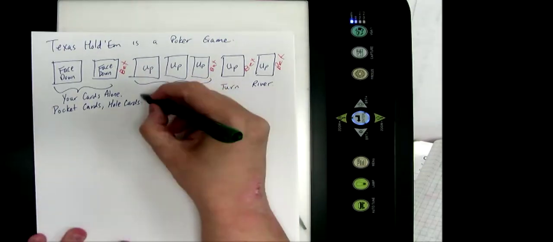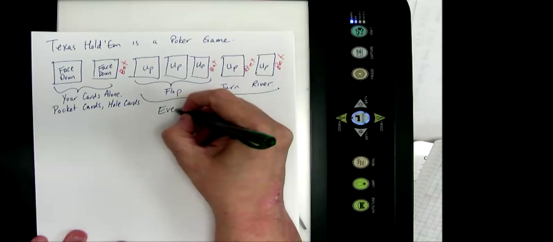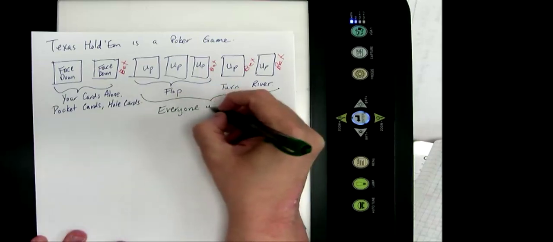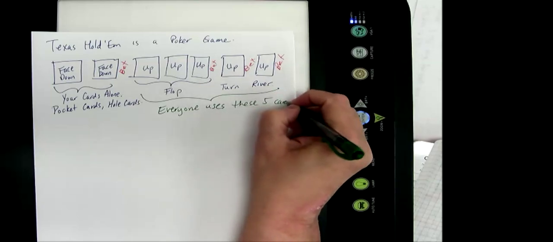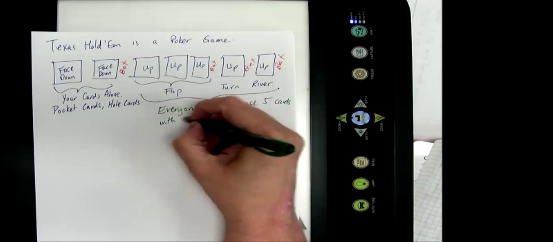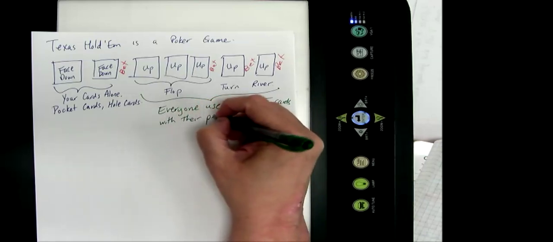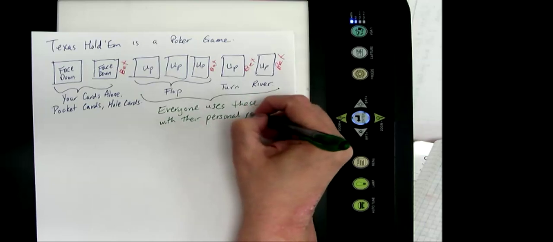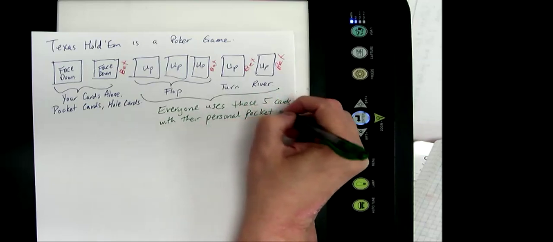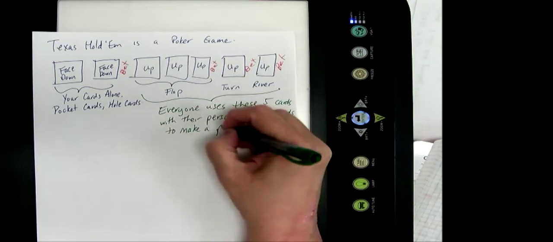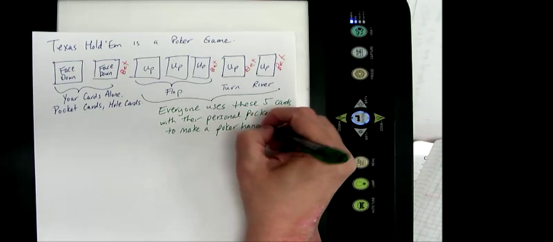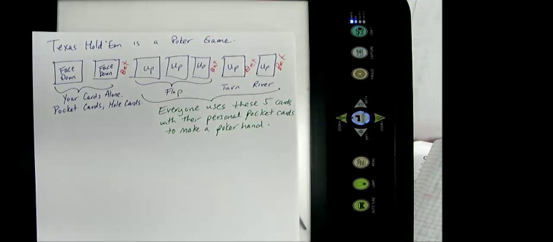Everyone shares these cards in their hand. Everyone uses these cards to make a poker hand, together with their personal hole cards or pocket cards. Now, if you've never played poker, it takes too long to go over the ranking system. But the important part is no one knows what you've got in your pocket cards.